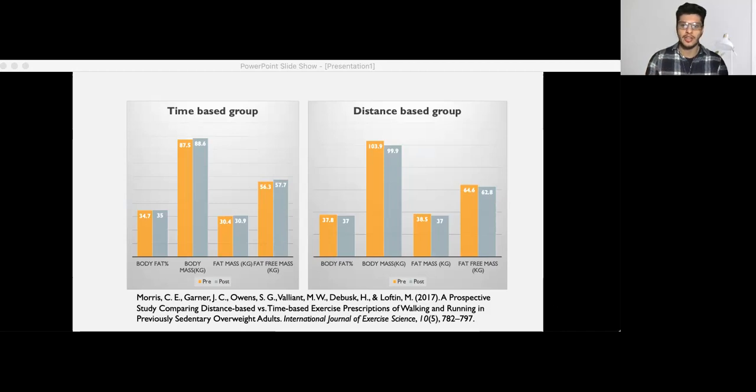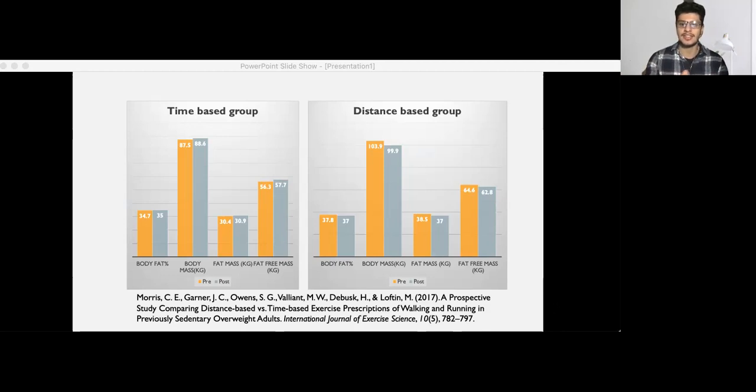As you can see in here, the group that had a limitation on the aerobic exercises based on time had worse results in weight loss compared to the group that limited their exercising to a certain amount of distance. Body fat percentage, body mass, and fat mass all decreased in the distance-based group in the post-screening, but not in the time-based. It actually increased slightly.